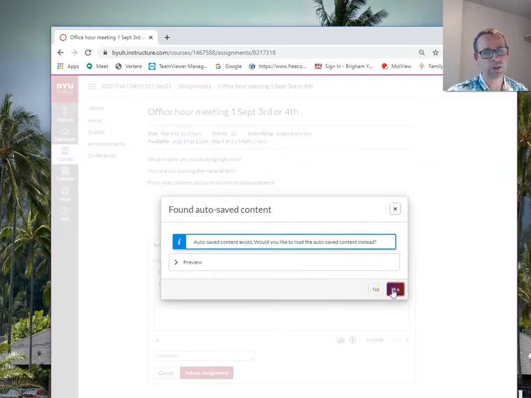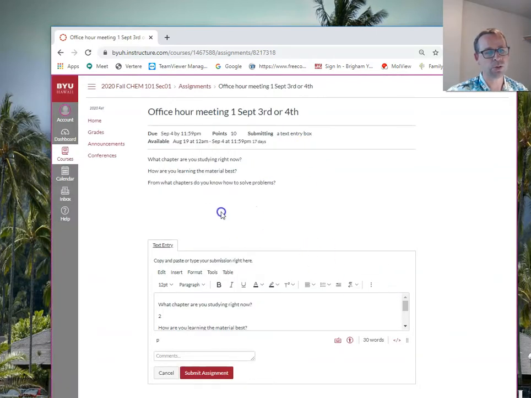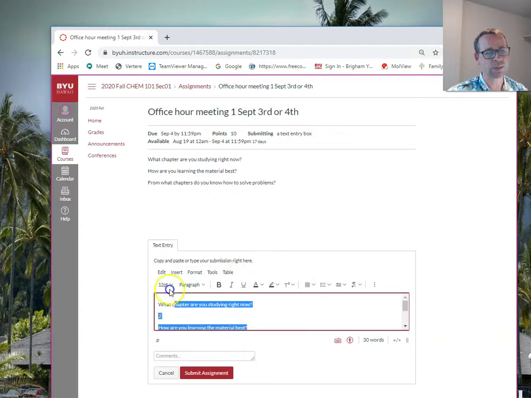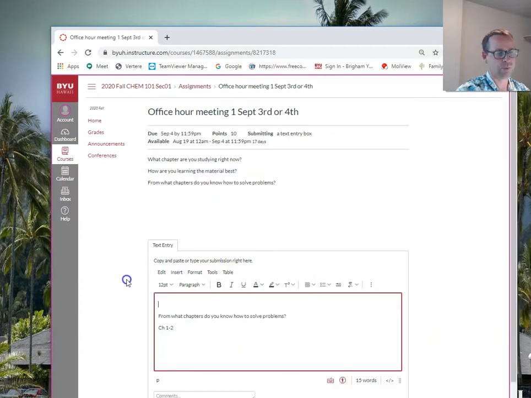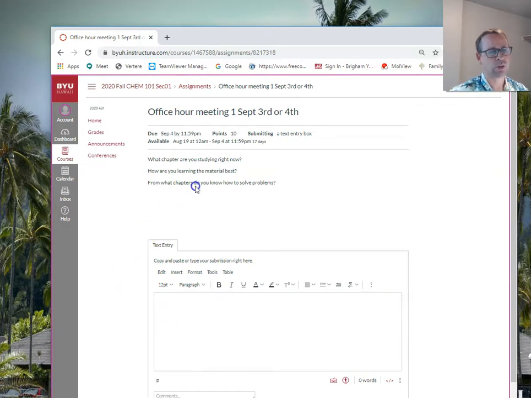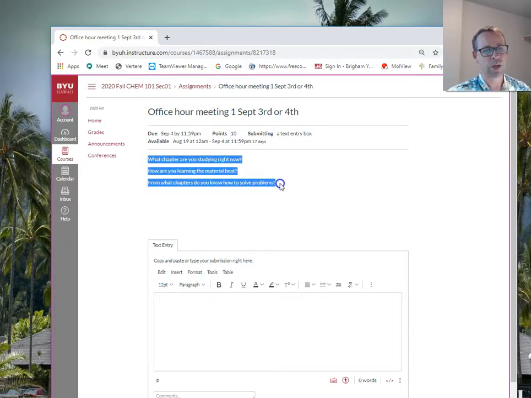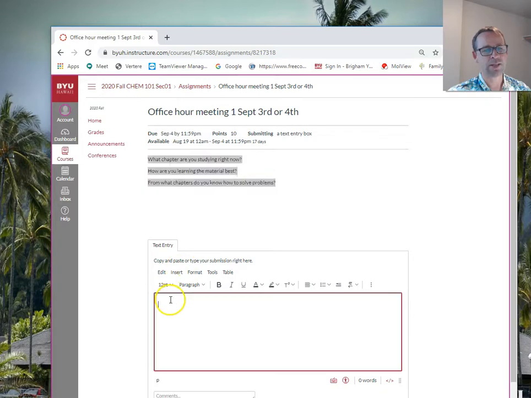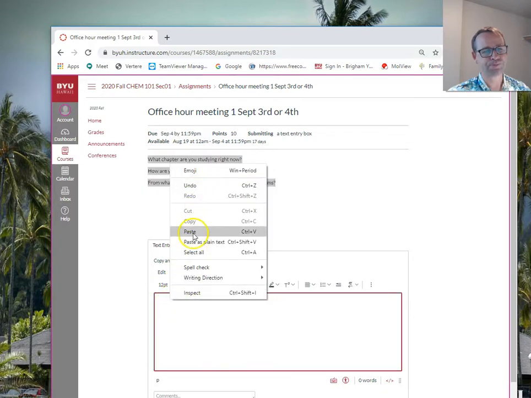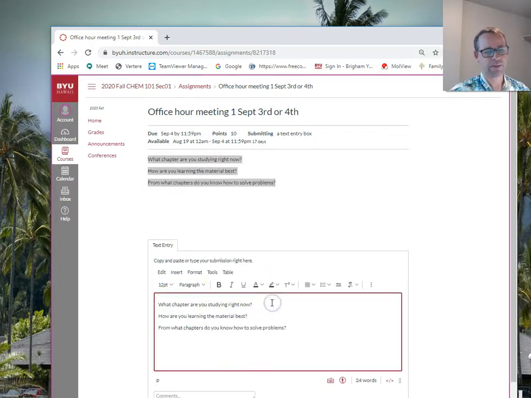But essentially what the form is going to do is it's going to look like this when you start. And it's going to have these 3 questions for you. And if I were you, I would just copy and paste these questions right in here. And then you can answer these 3 questions. They're always the same 3 questions.